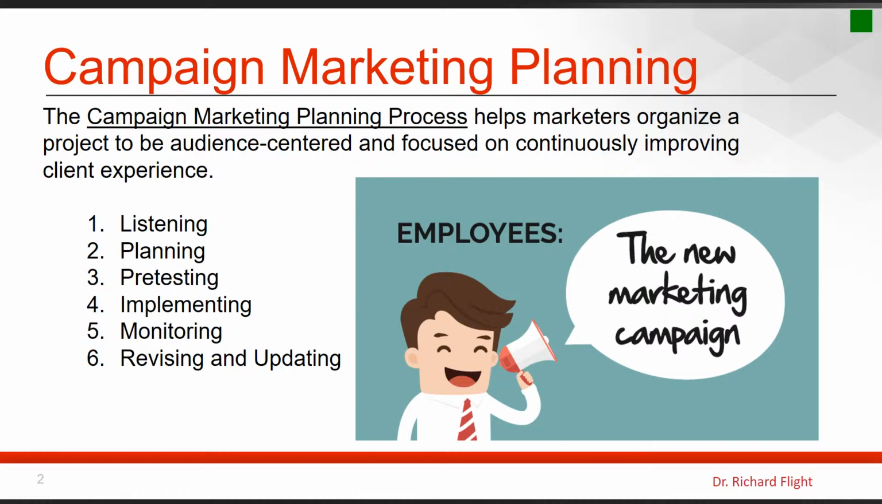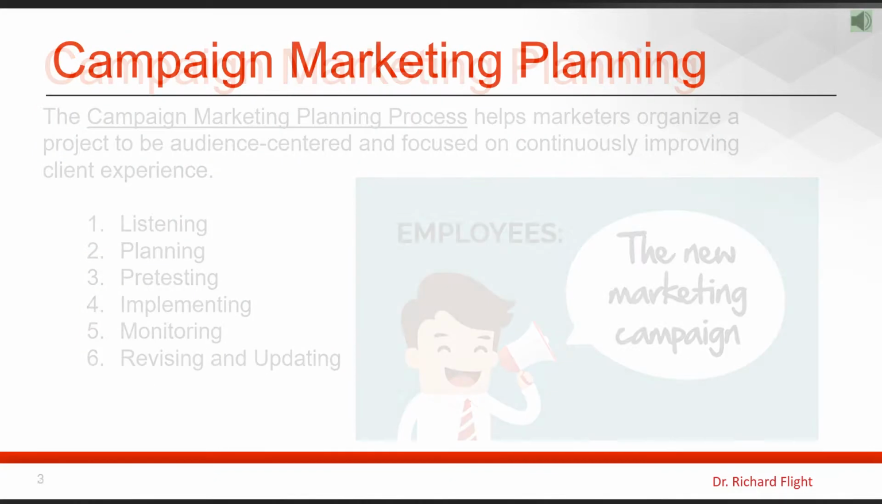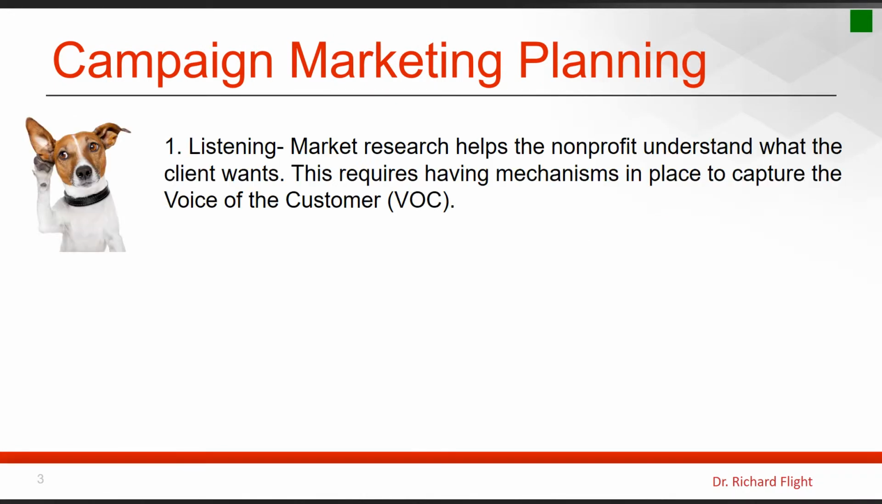So the process helps us organize a project, ensuring that it's audience-centered and focused on continuously improving what we call the client experience. So we want to listen then to our audience. We want to plan, we want to pre-test, we want to implement, monitor, and then revise and update. So these are the process steps that help us accomplish the 8 components that we just looked at. So we just looked at 8 components, but these are the process steps that we would go through in order to do them. So let's start off with listening.